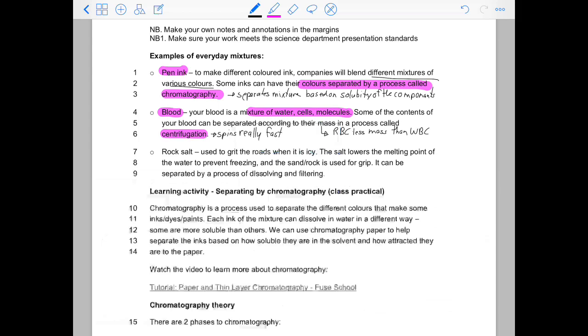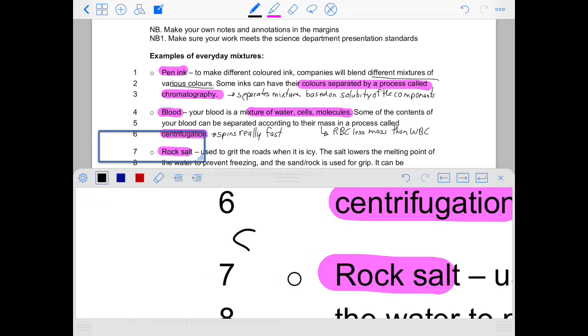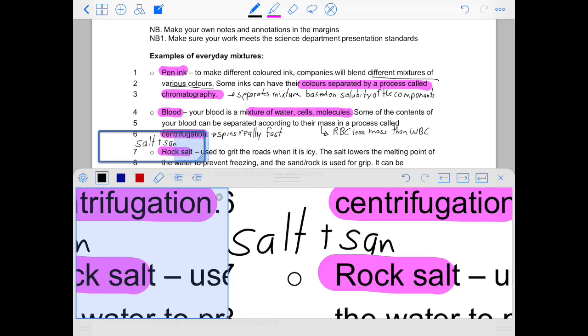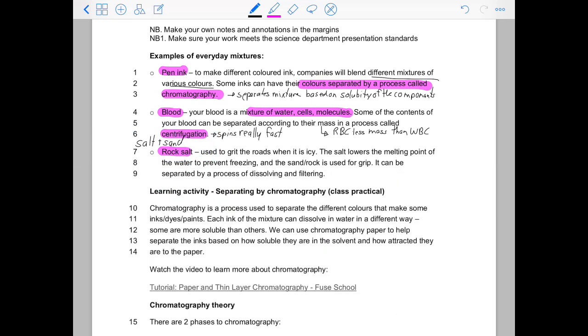And one last example that we're going to look at right now is rock salt, which is what they use on the roads in the wintertime to keep it from getting too slippery. So it's a combination of salt and small rocks or sand, which is why it's called rock salt. It has the rocks or the sand and the salt. So both of those parts are a very useful part in that.